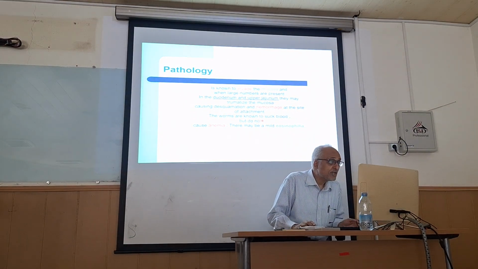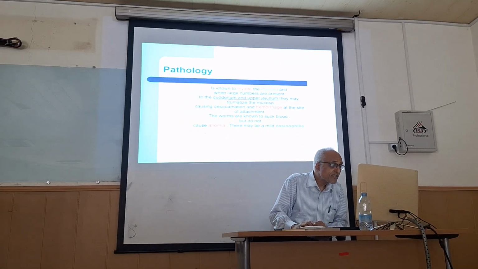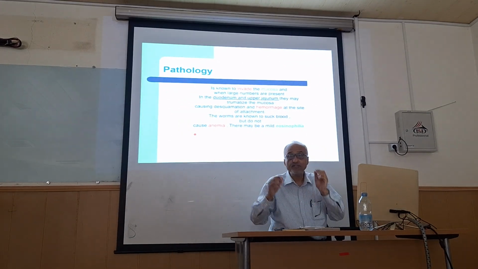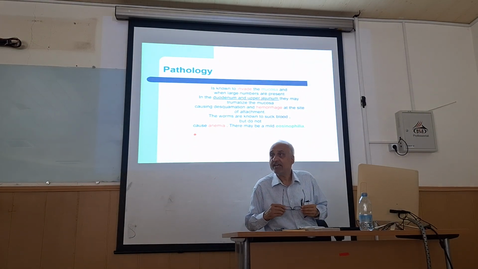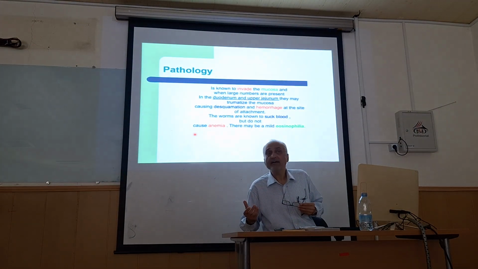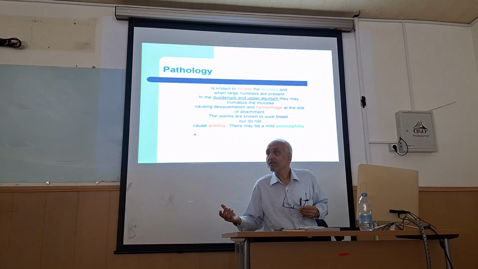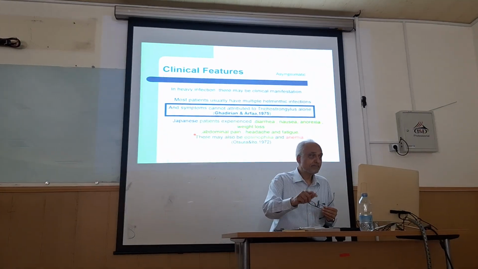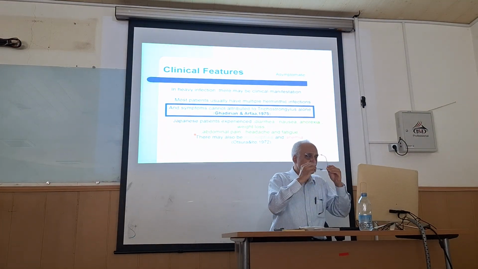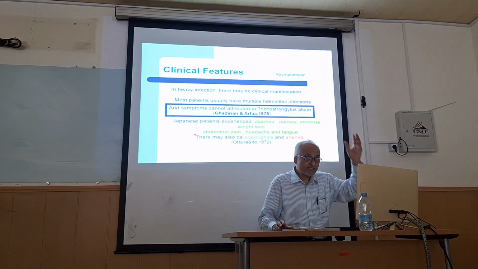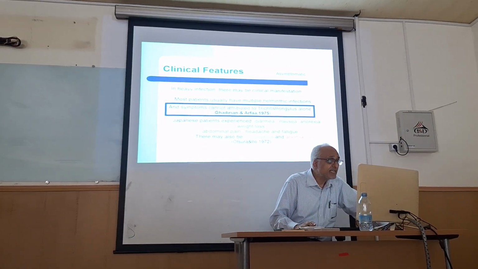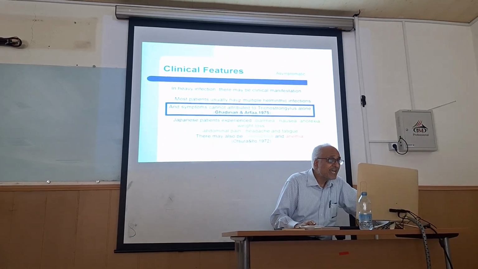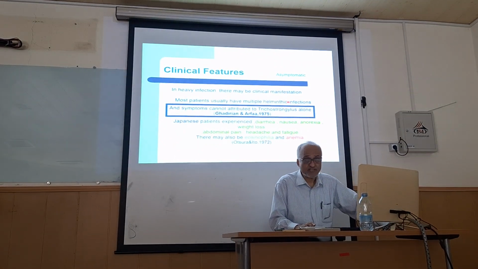The worms are known to suck blood but do not cause anemia. There may be a mild eosinophilia whenever and wherever you have tissue invasion. You have to expect eosinophilia for the patients. Clinical features: asymptomatic, plenty. But in heavy infection, there may be clinical manifestation. Most patients usually have multiple helminthic infection.